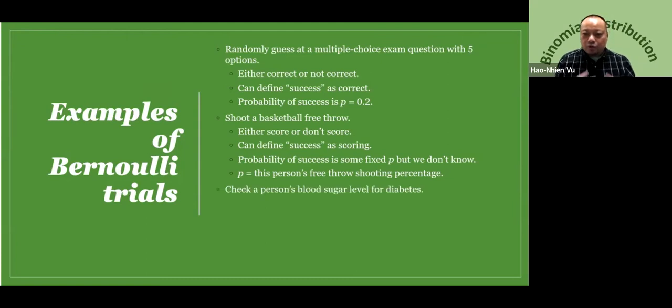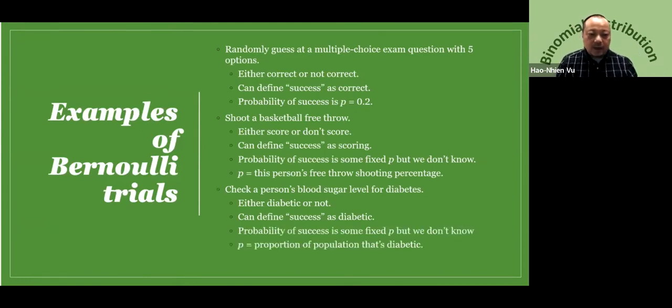Next example, if you check a person's blood sugar level to see if they are diabetic. Since you're checking for whether or not a person is diabetic, then there are exactly 2 outcomes. Either they're diabetic or they're not. We can define success as being diabetic. Again, there's no value judgment to it. There are 2 outcomes, just choose one of them and call it success. And in that case, the probability of success is some fixed number P that we don't know that is equal to the proportion of the population that's diabetic. These are examples of trials that are Bernoulli trials.